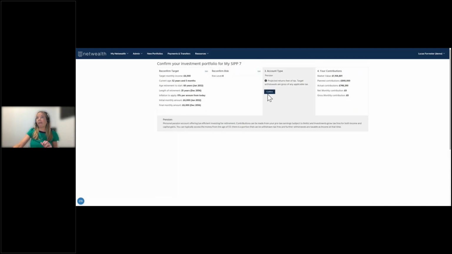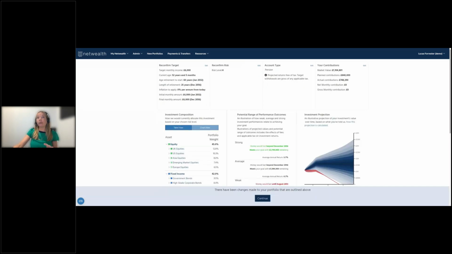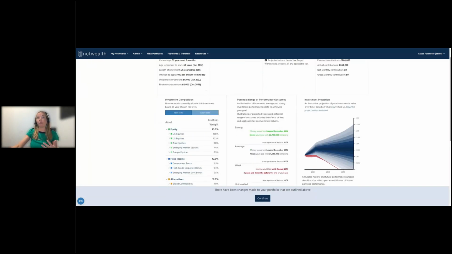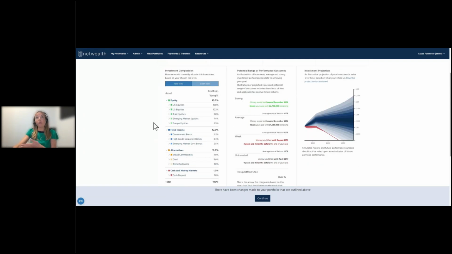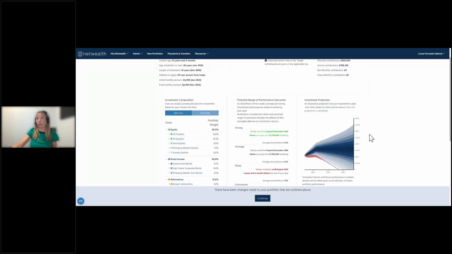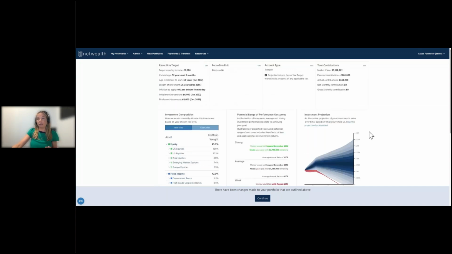I can then have a look at the impact that this will have on my overall plans here. So it's now showing me a revised investment composition now that I've chosen this lower risk level. So rather than having over 90% in equities, we're looking at a much more balanced portfolio with an equal split, broadly speaking, between equities and fixed income. And we can have a look at the impact that this will have on my financial plans. So again, something that the advisor is able to go through with you and one that we can speak to you about at any point.